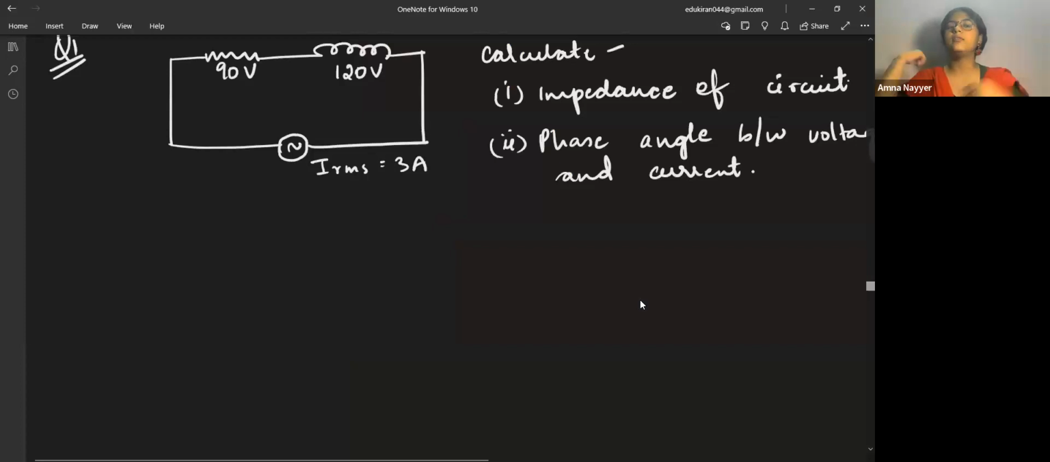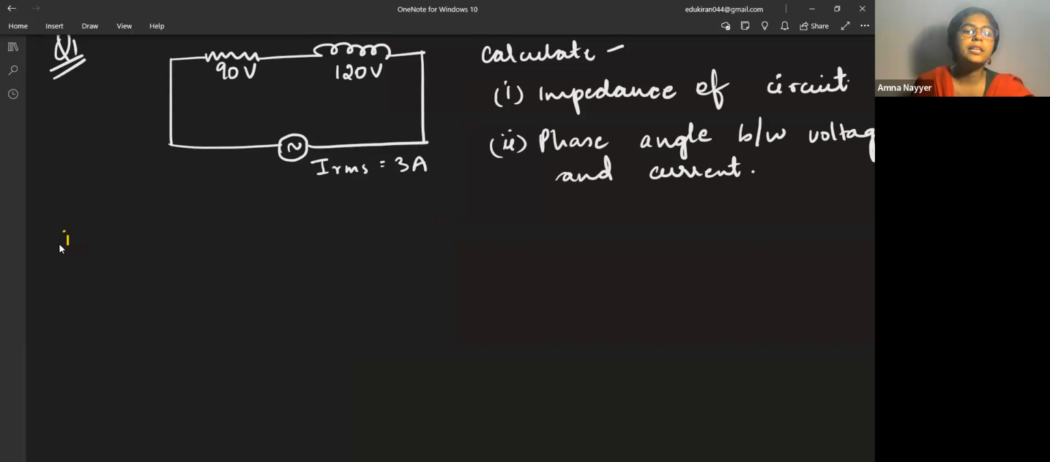See, the circuit is made, 90 volt is given, 120 volt is given. So it means this is VR, the voltage across the resistor. That's VL, the voltage across the inductor, 120 volt. You have to find the impedance of the circuit, the phase angle and the current.